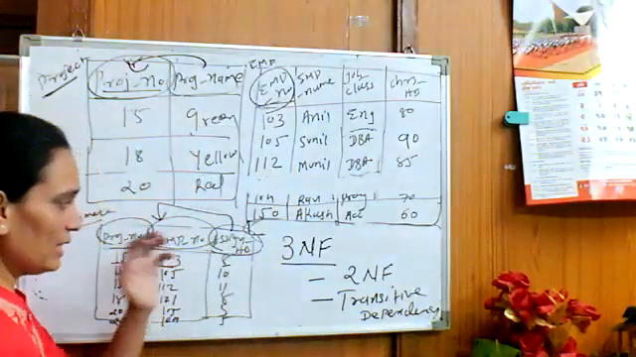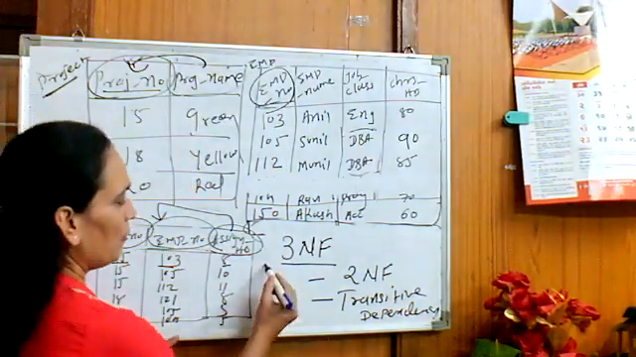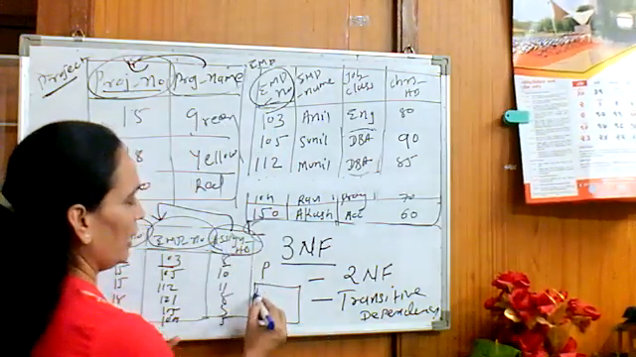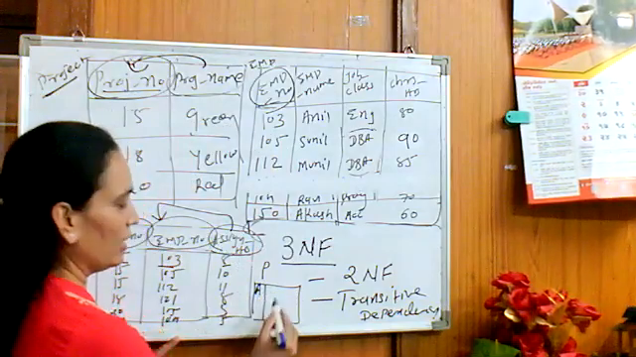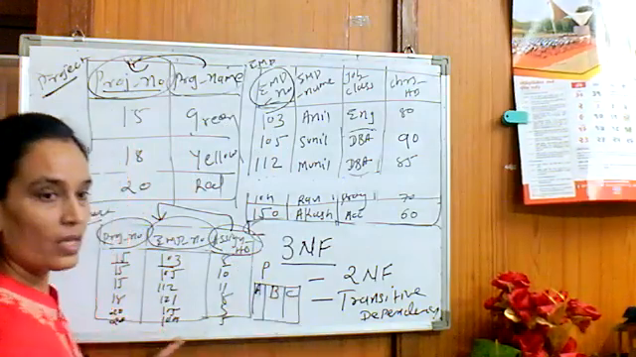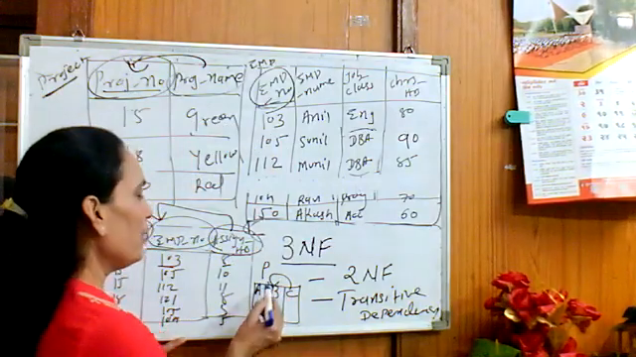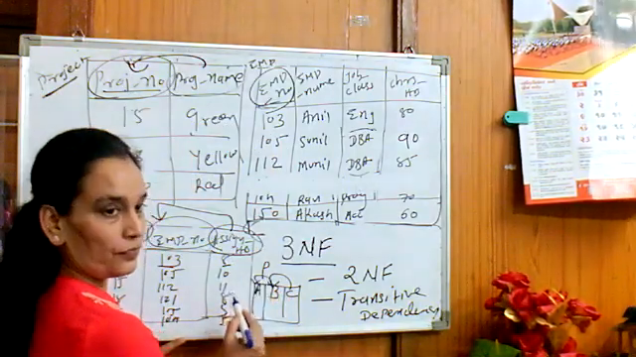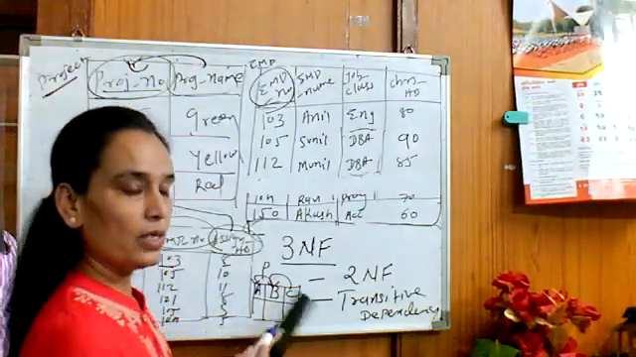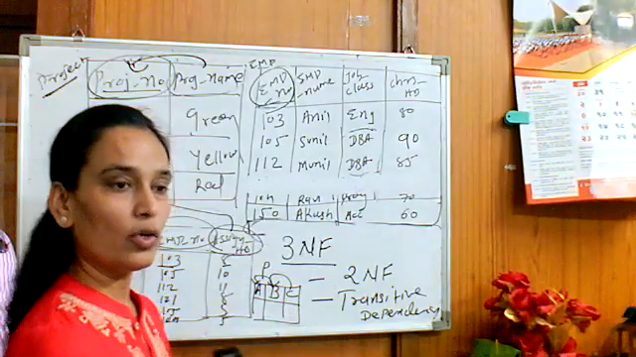So first of all, what is transitive dependency? For example, there is one table P and there are attributes like A. A is a primary key, another attribute B, and there is another attribute C. For example, C is dependent on B and B is dependent on A. So this type of functional dependency is called transitive functional dependency. So there should be no transitive dependency in third normal form.